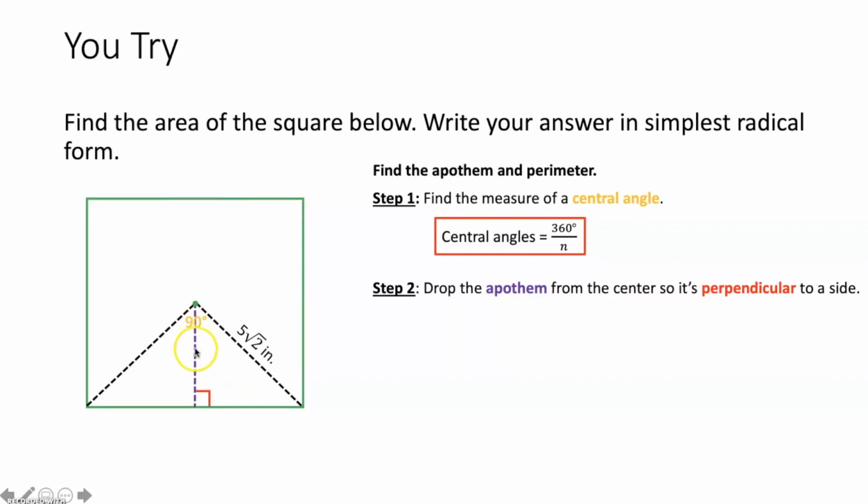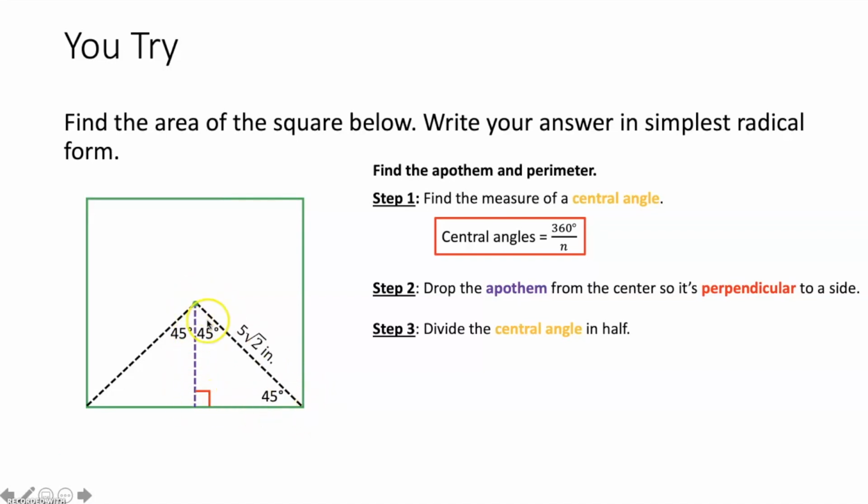Now, there's 2 things to note about this apothem. One would be that it bisects this given side over here, but we're not given the side length, so that doesn't help us. The second thing is that it bisects our given central angle. So we're going to divide our central angle in half and make each of those smaller angles 45 degrees. Now you can see we've created this little right triangle over here where one of the acute angle measures is 45 degrees, meaning the other acute angle measure would also be 45 degrees. So we've created a 45, 45, 90 degree triangle.